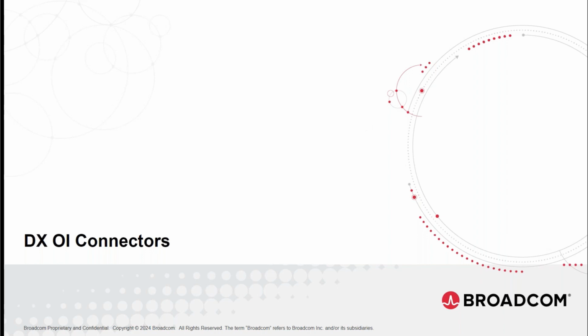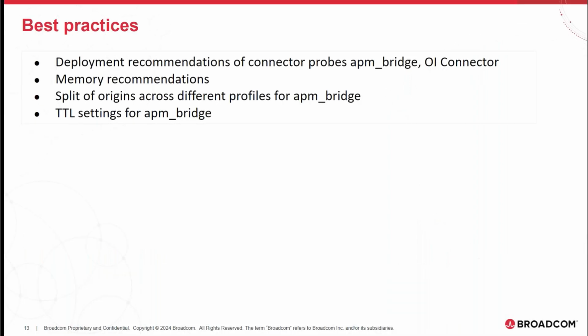The topic is about the UIM and DXOI, basically DXOI connectors, the integration between UIM and DXOI. I'm going to walk you through the best practices to deploy connector probes, APM bridge and OI connector, and the memory recommendations. The third point is split of origins across different profiles, especially for APM bridge. I'll explain what it is and the time to live settings for APM bridge and why it is important.